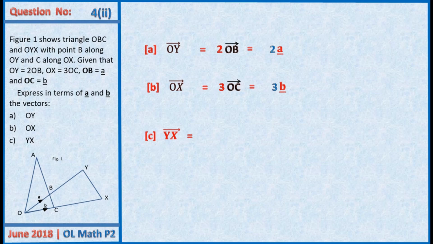Then C, now find YX. Know that YX is equal to head minus tail. That is, the head is at X and the tail is at Y. So we have head minus tail, X minus Y. Then the correct way will say OX minus OY. So this gives us 3b minus 2a, as you already have.